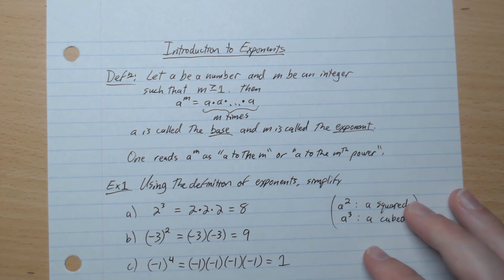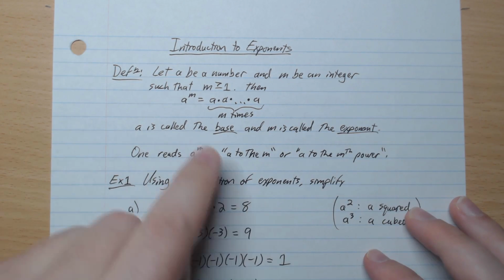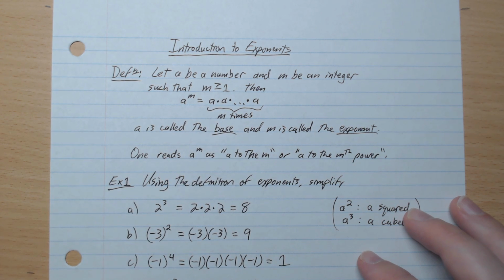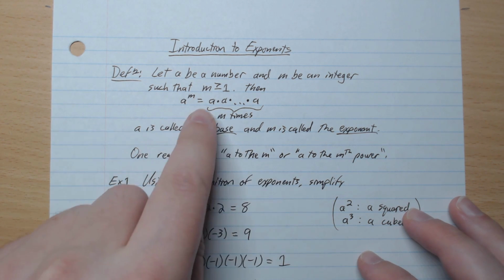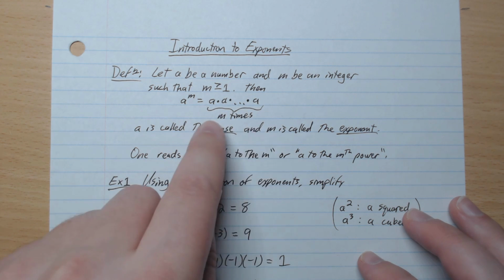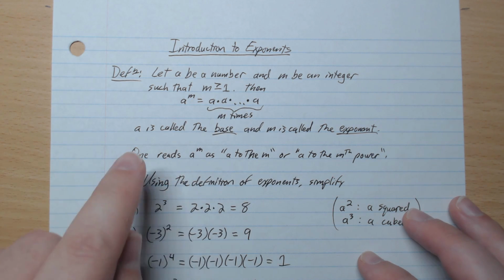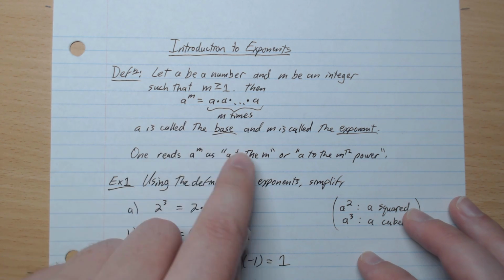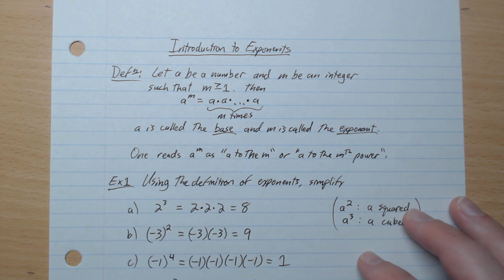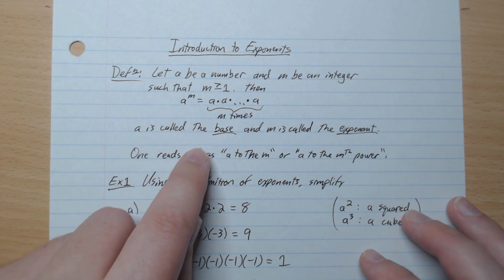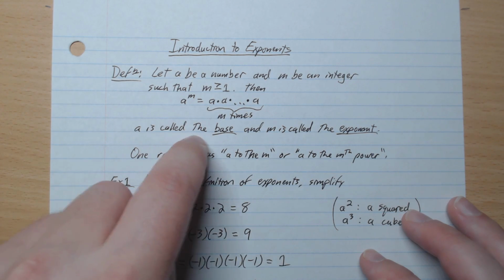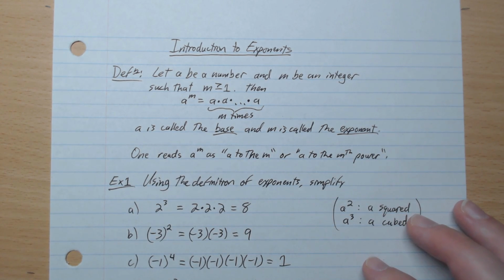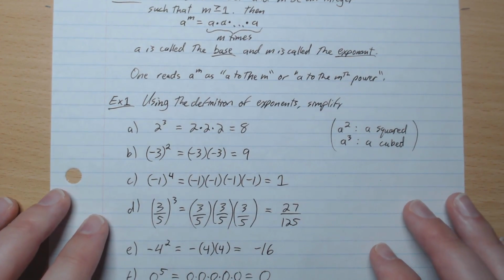So let's start with the definition. Let a be a number and m be an integer such that m is greater than or equal to 1. Then a to the m is defined as a times a times a, m times. And so a is called the base and m is called the exponent. We read a to the m as a to the m, or we can say a to the mth power, like that.